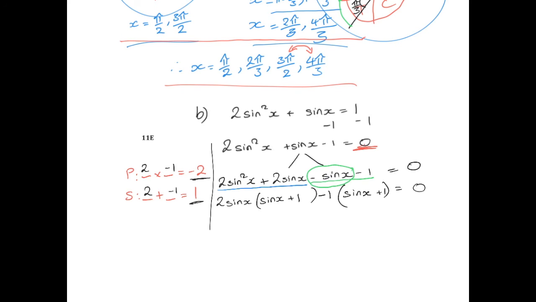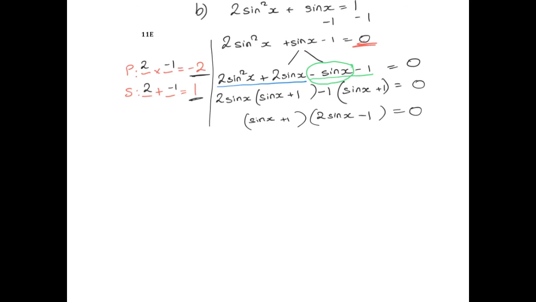Girls, is everyone okay? And then what's my final factorized version? So from there, what do I do? Sin x plus 1 equal to 0 and sin x minus 1. Beautiful. Okay, so from here, what do I get? Sin x equals minus 1 and sin x equals a half.